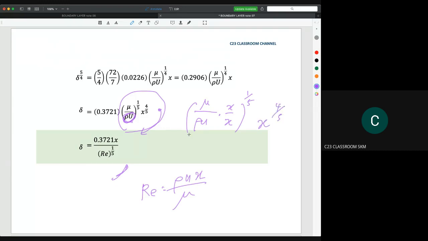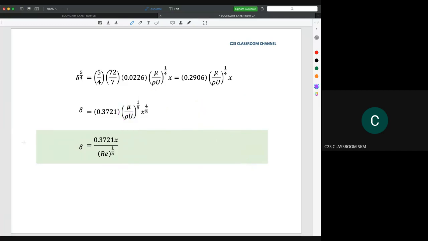Now, if you have rho u x over mu, it will become the Reynolds number. I think you already did this at home, so you have an idea how to change this term into the Reynolds number. And then the final answer for this one is the value of delta for u over U equal to y over delta to the power of 1 over 7 is equal to 0.3721x over Reynolds number to the power of 1 over 5. So this is the final answer for delta.